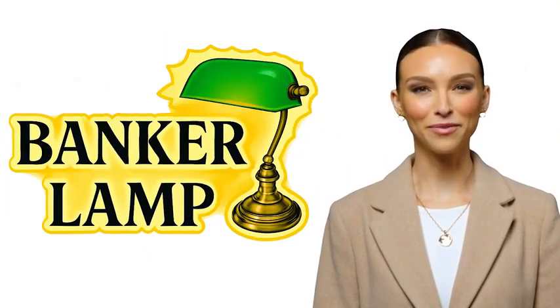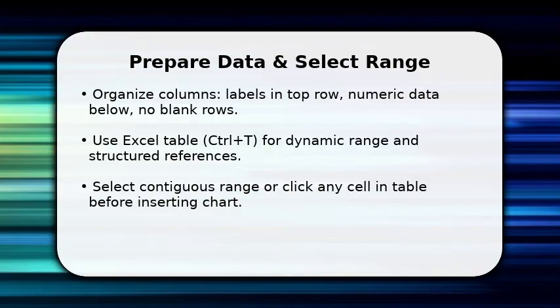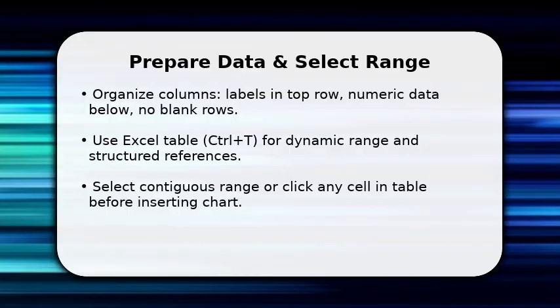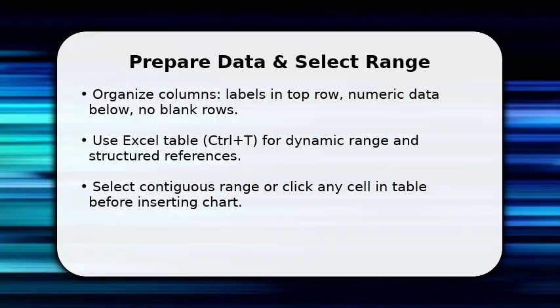Please enjoy the video. You need clean, well-labeled data first. Convert the range to a table so Excel tracks changes, highlight headers and columns, then press Ctrl+T. Once done, select the data or click any table cell to anchor the chart. Make sure labels are in the top row and numbers are contiguous. That lets Excel pick axes automatically.